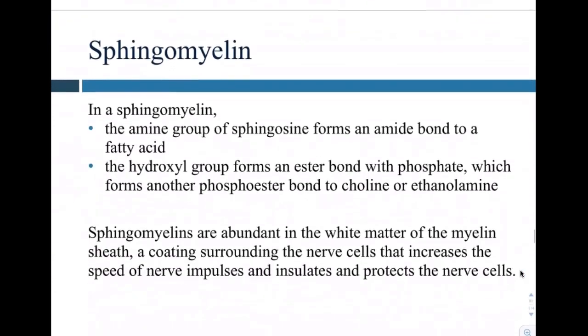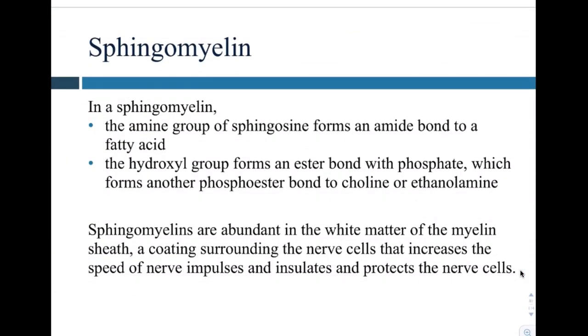So a sphingomyelin, in a sphingomyelin, the amine group of the sphingosine forms an amide bond to the fatty acid. And so it's not a glycerol base at all. Now we're something totally different. We don't have a glycerol base. The hydroxyl group of the sphingomyelin forms an ester bond. So we get an amide bond and we get an ester bond.